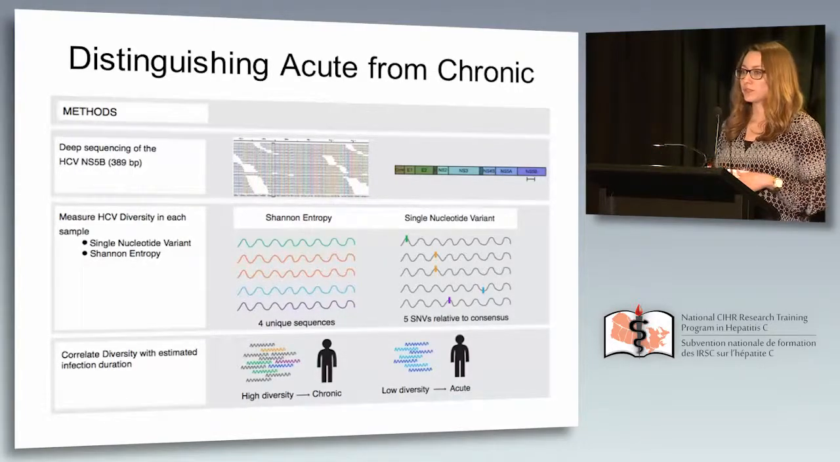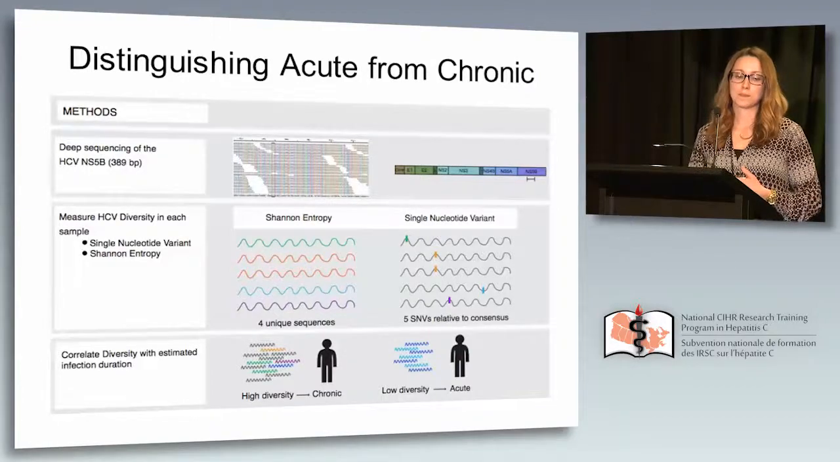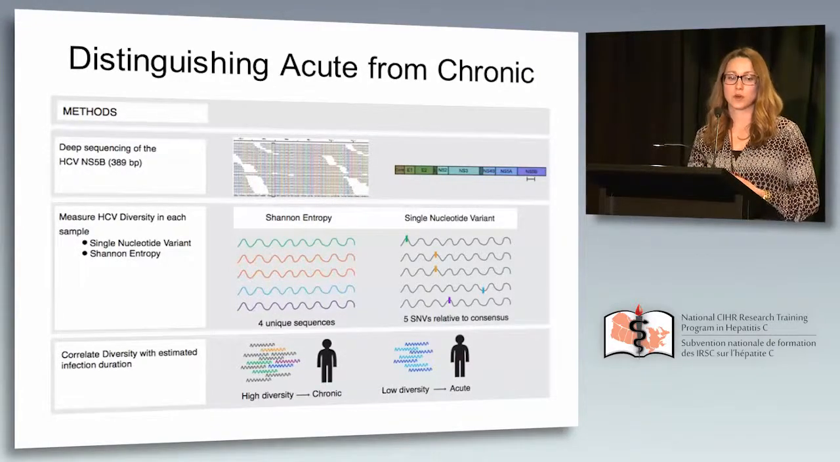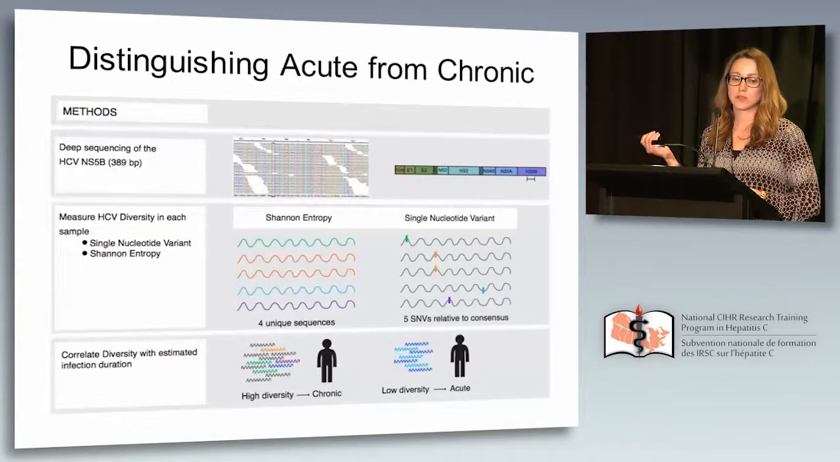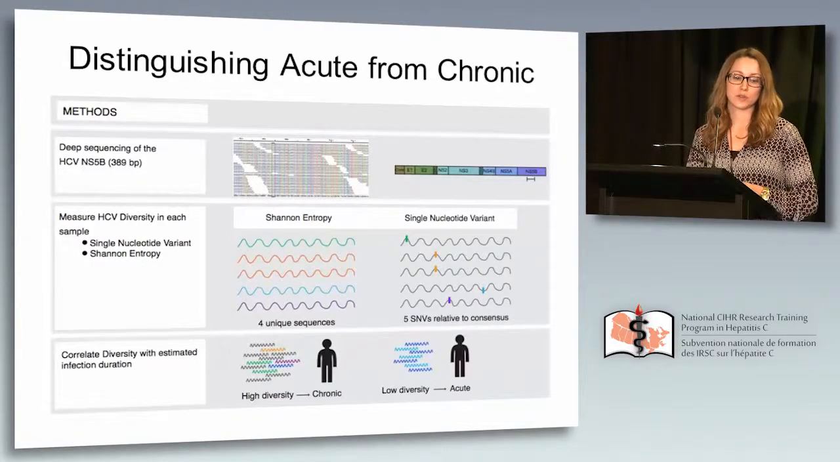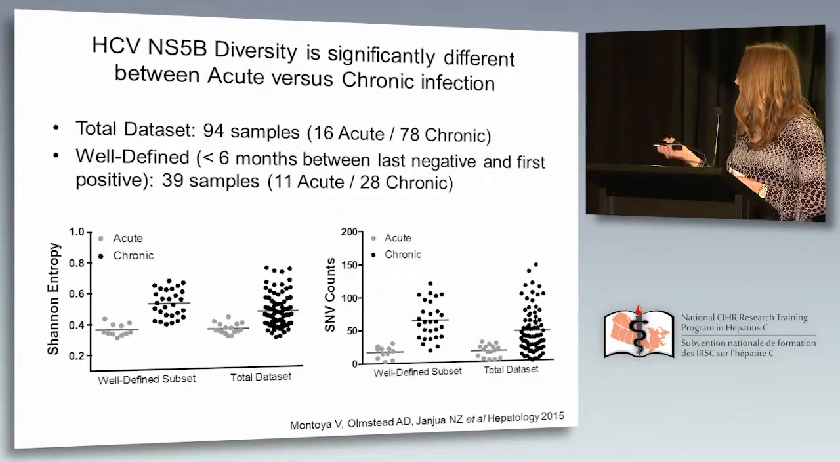And I just wanted to briefly touch on something else that we're looking at, which is using deep sequencing to try to time infection events. What we've done is sequenced a small amplicon of the HCV NS5B region, about 400 base pairs, and then looked at the intrahost diversity of HCV NS5B in different individuals. Diversity was measured using 2 different parameters, Shannon's entropy and single nucleotide variant analysis.